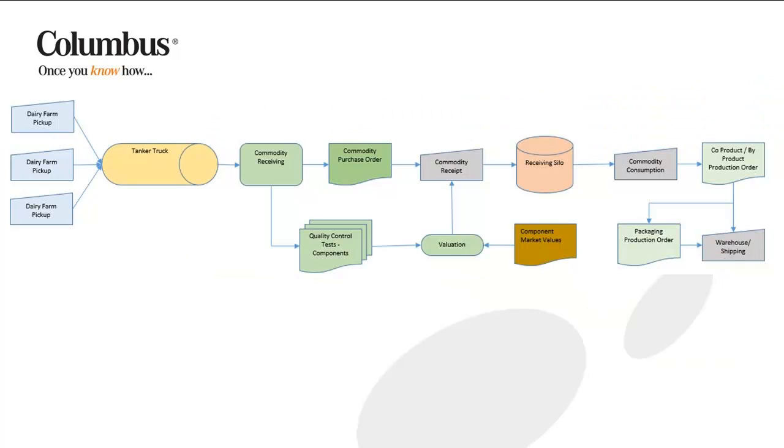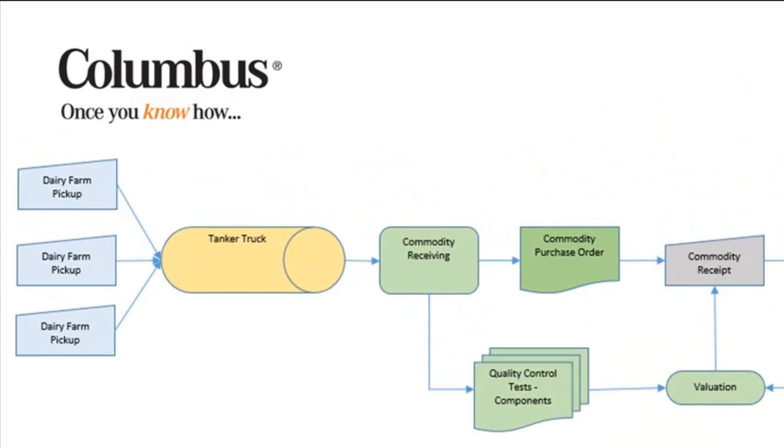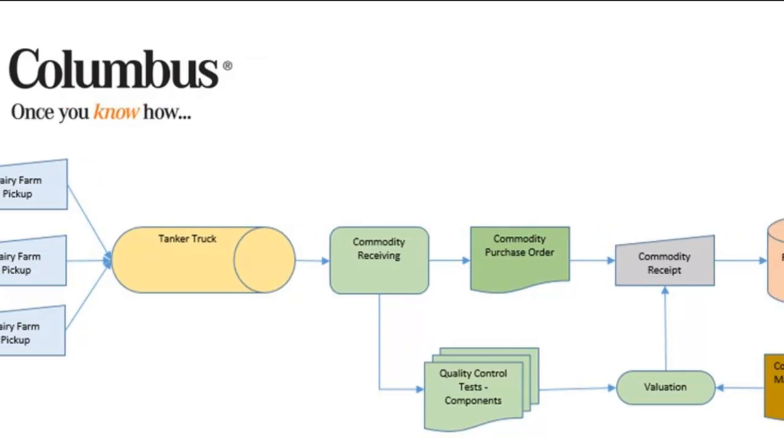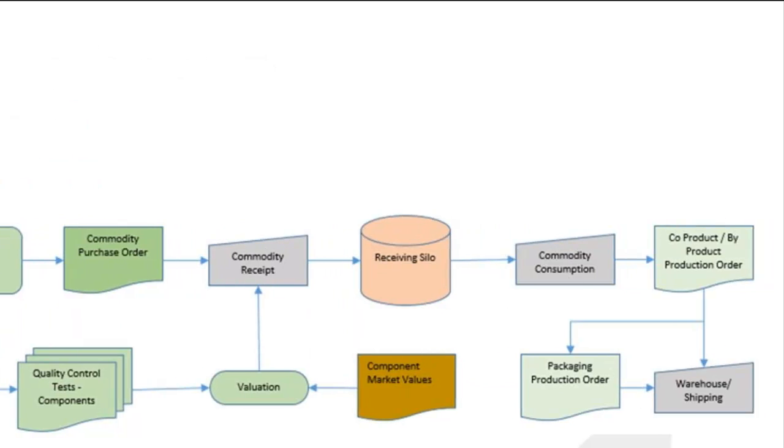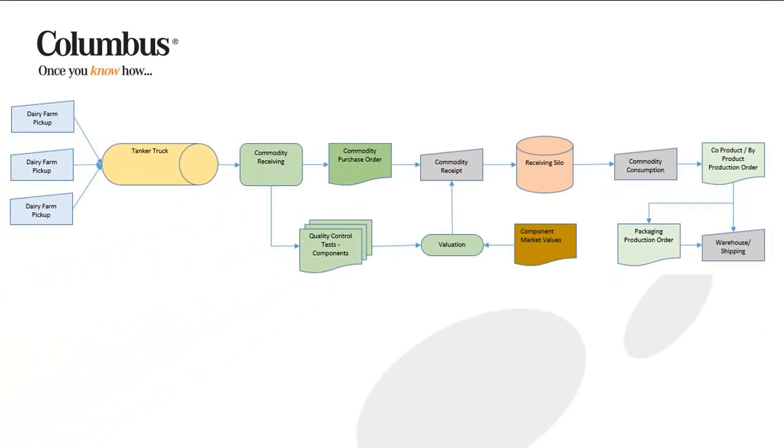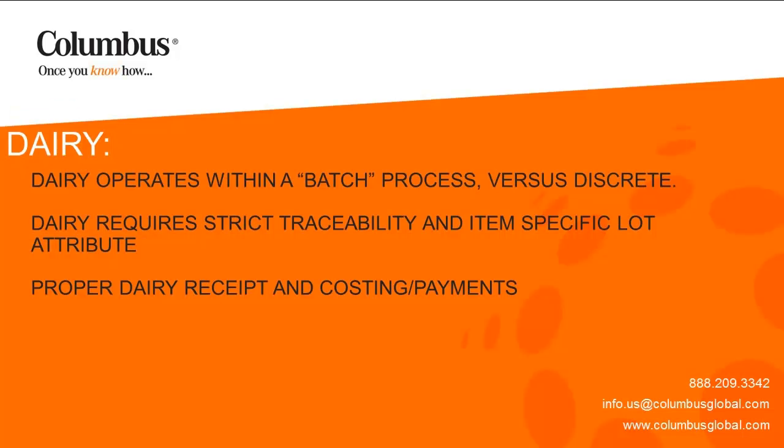The elements in the dairy industry involve collection of milk from various sources, storing that milk as inventory, perhaps in silos, and finally processing the milk through the production of a range of related products. Columbus's specific food functionality addresses all of these important processes. Let's start by identifying three key elements.